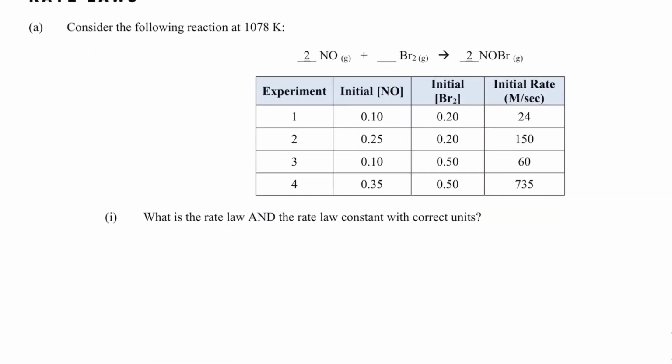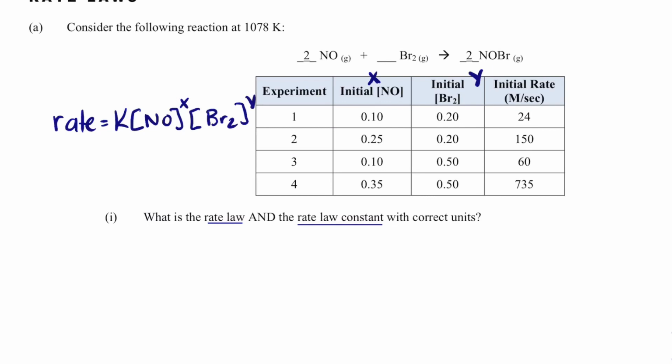Okay, now let's look at rate laws. Letter A is pretty easy, so you can fast forward to letter B, which is a very good one, but we'll get there. On this one, we're asked to solve for the rate law and the rate law constant. If this is a free response question, it's very common for people to forget to solve for K. So we'll call this X for NO and Y for Br2. My rate law is going to be rate equals K, NO to the X power, Br2 to the Y power. I just need to solve for X and Y.